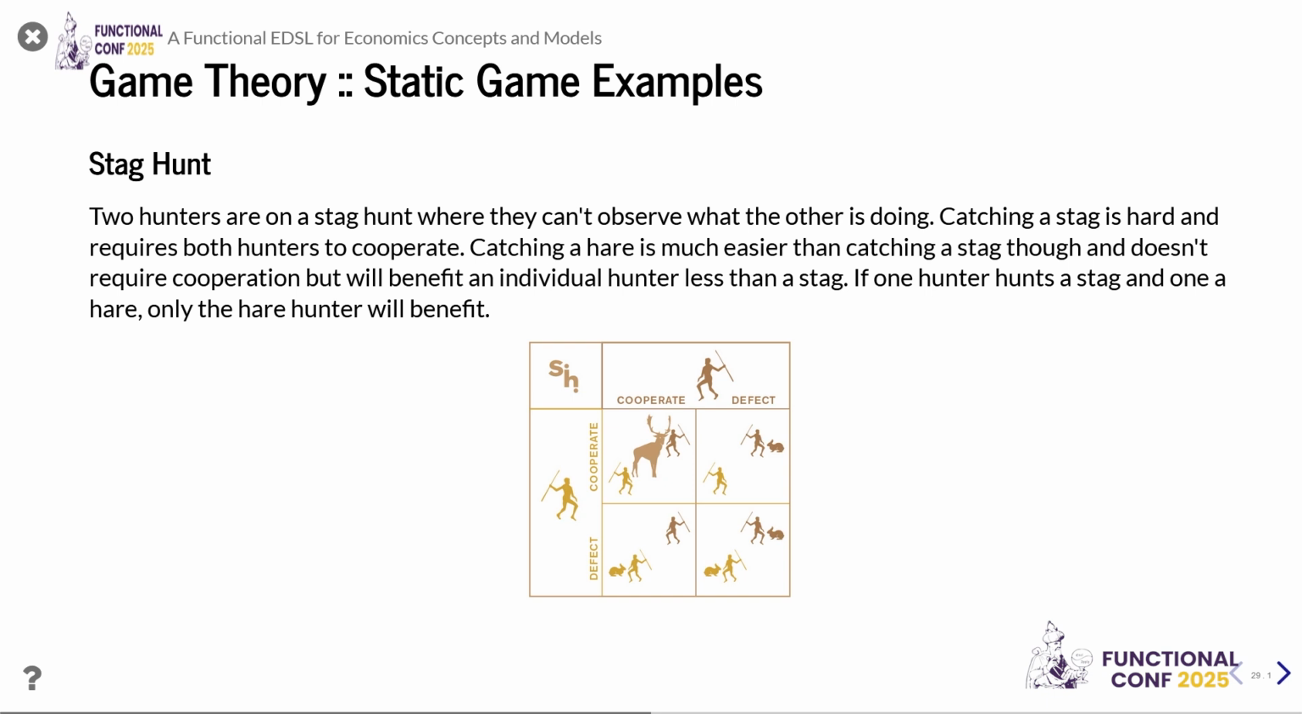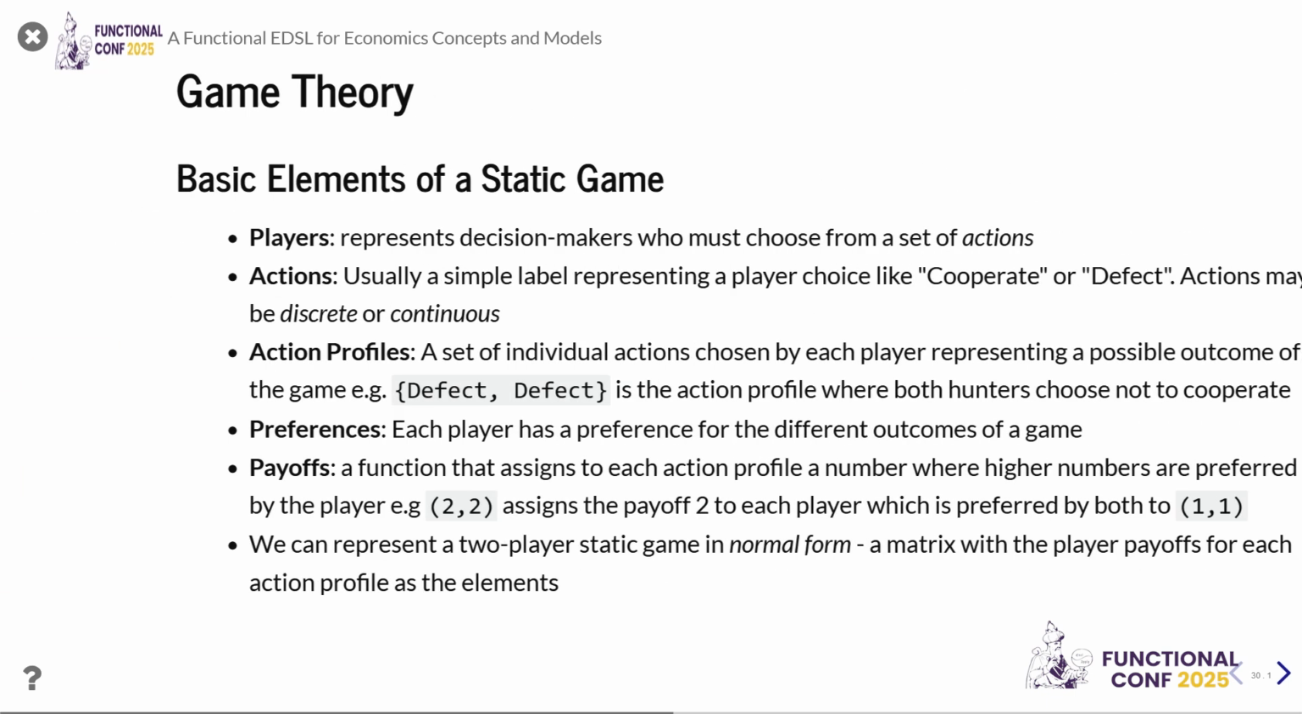But if one chooses to defect and say, okay, I'm not going to catch a stag, I'm going to catch a hare, then the hunter that catches the hare would benefit less than if you caught a stag. But if one hunter chooses to hunt a stag and one a hare, only the hunter that hunts the hare will actually benefit. The stag hunter will go up hungry. So this is an example of a really common type of game.